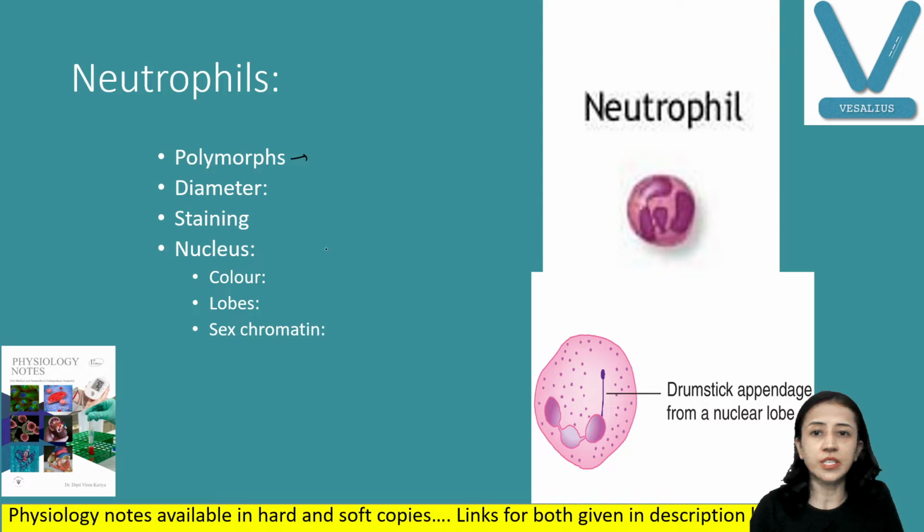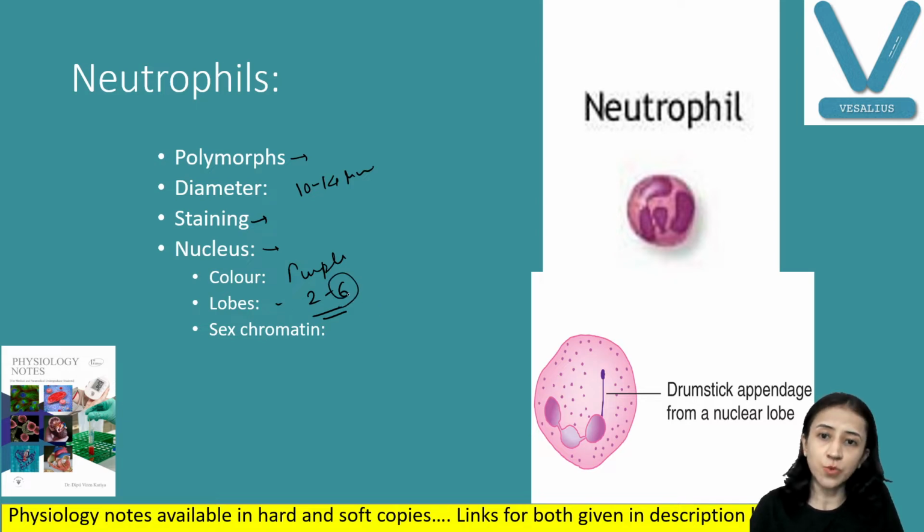You can see here the diameter, as we all know, I'm not going into much detail, 10 to 14 micrometer diameter. The granules are stained by both the dyes, so they are violet in color, and the nucleus is purple, and it has multiple lobes. Lobes are from 2 to 6 depending on the maturity.